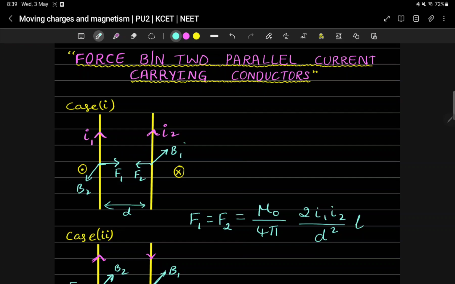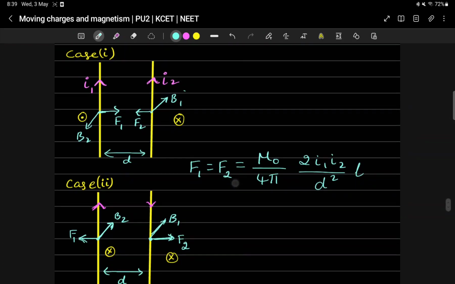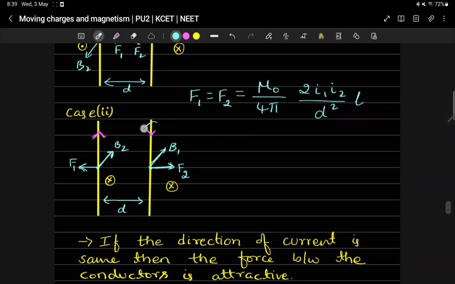Based on this, you may expect questions in KCET or NEET. The nature of force is attractive if the direction of current is the same. If the direction of current is opposite, let me consider this is carrying current I1, this is carrying current I2, then the nature of force between those two is repulsive. This is found by using Fleming's left hand rule.